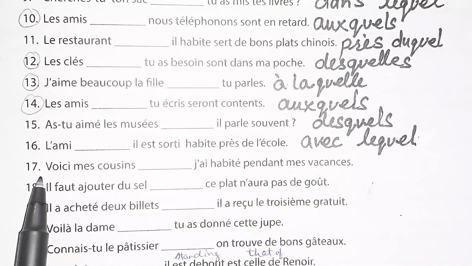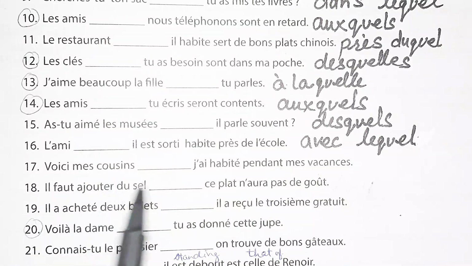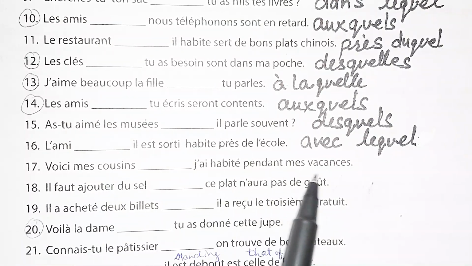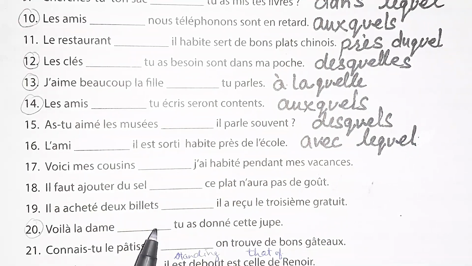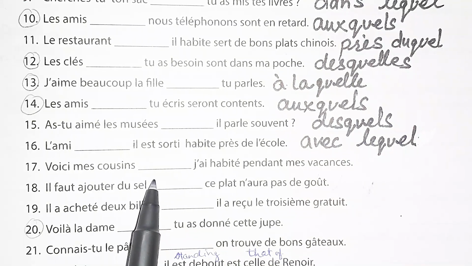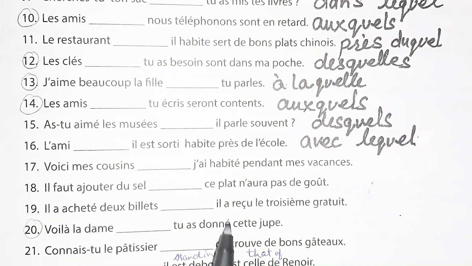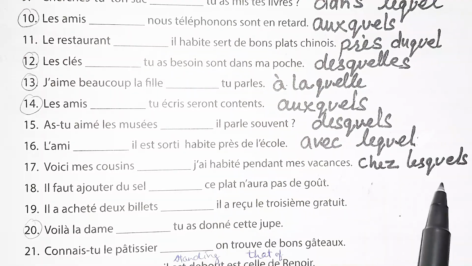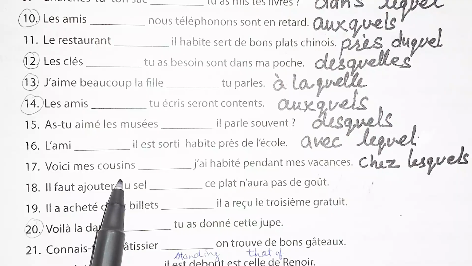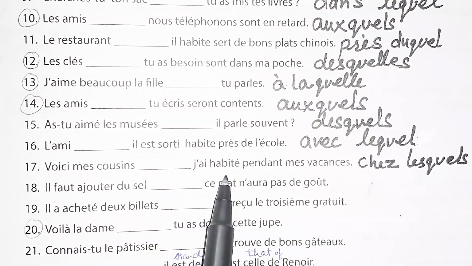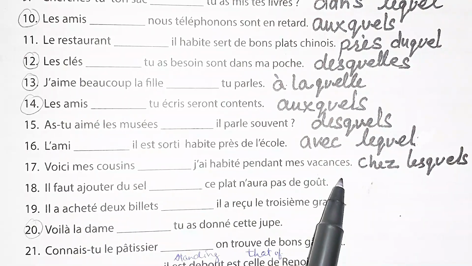Now the next statement is voici mes cousins dash j'ai habité pendant mes vacances. That means these are my cousins with whom I lived during my vacations. Either you can write with whom or you can write at the place of whom. Okay. So we'll use the preposition chez lesquels. Okay. Means at the place of whom. Voici mes cousins chez lesquels j'ai habité pendant mes vacances. That means these are my cousins at the place of whom I lived during my vacations.